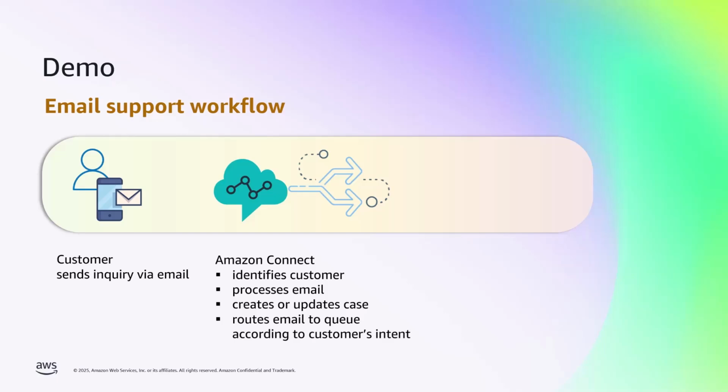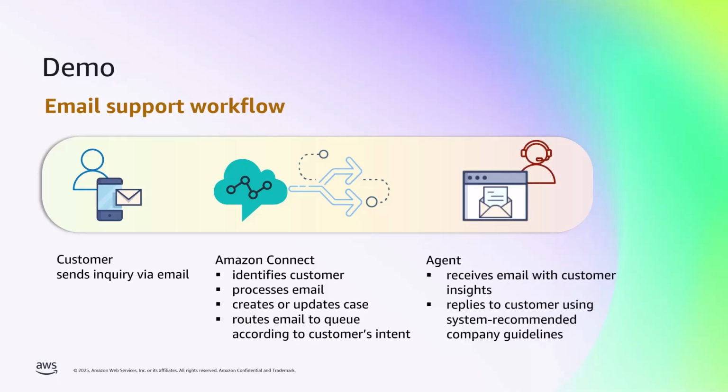Amazon Connect email channel offers the same integration options as other channels, allowing for an enhanced, tailored customer experience. Email support starts when Nikki emails her inquiry. Amazon Connect initiates a flow that identifies Nikki and accesses her profile, processes her email, creates or updates a case, routes the email to an appropriate queue based on her intent, seeking advice on travel credit cards.